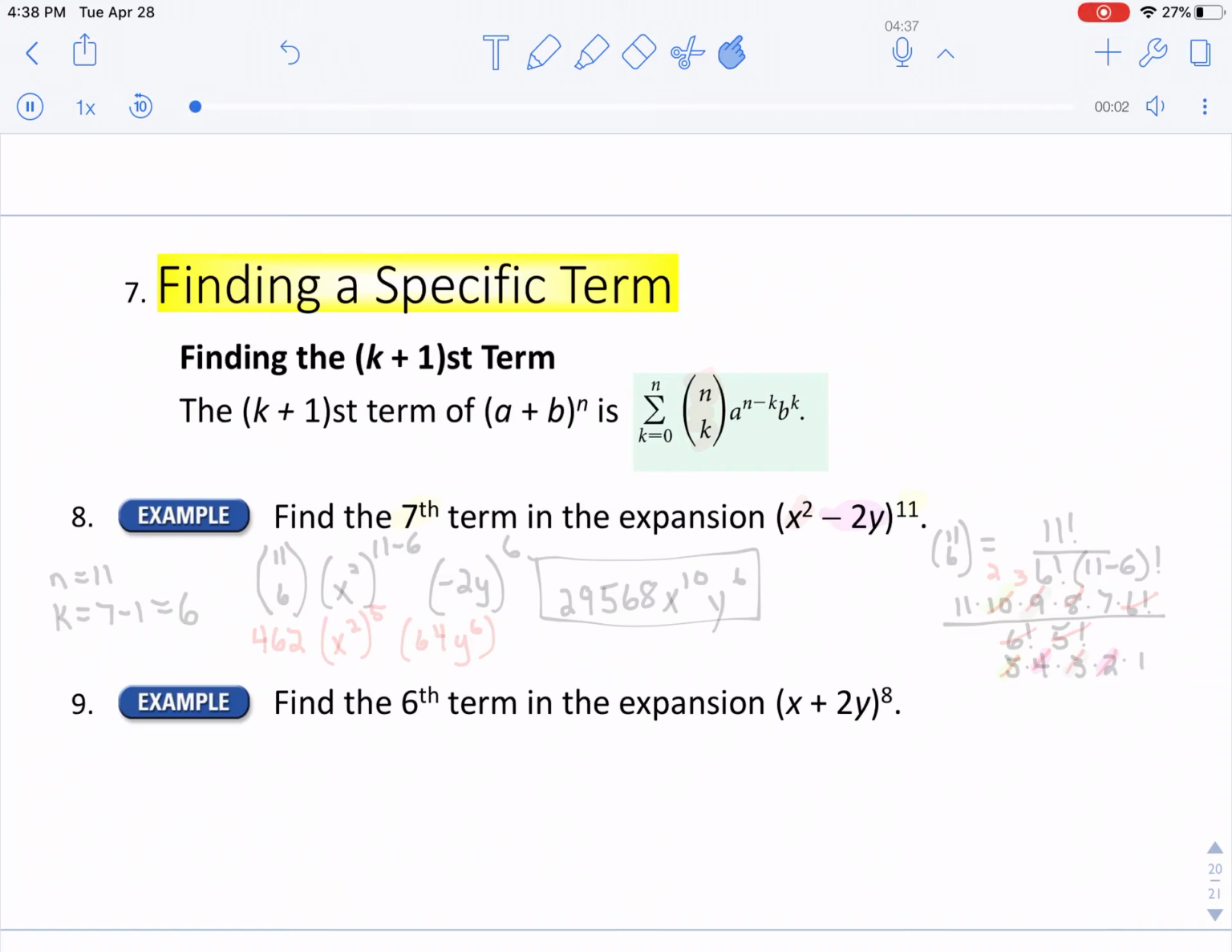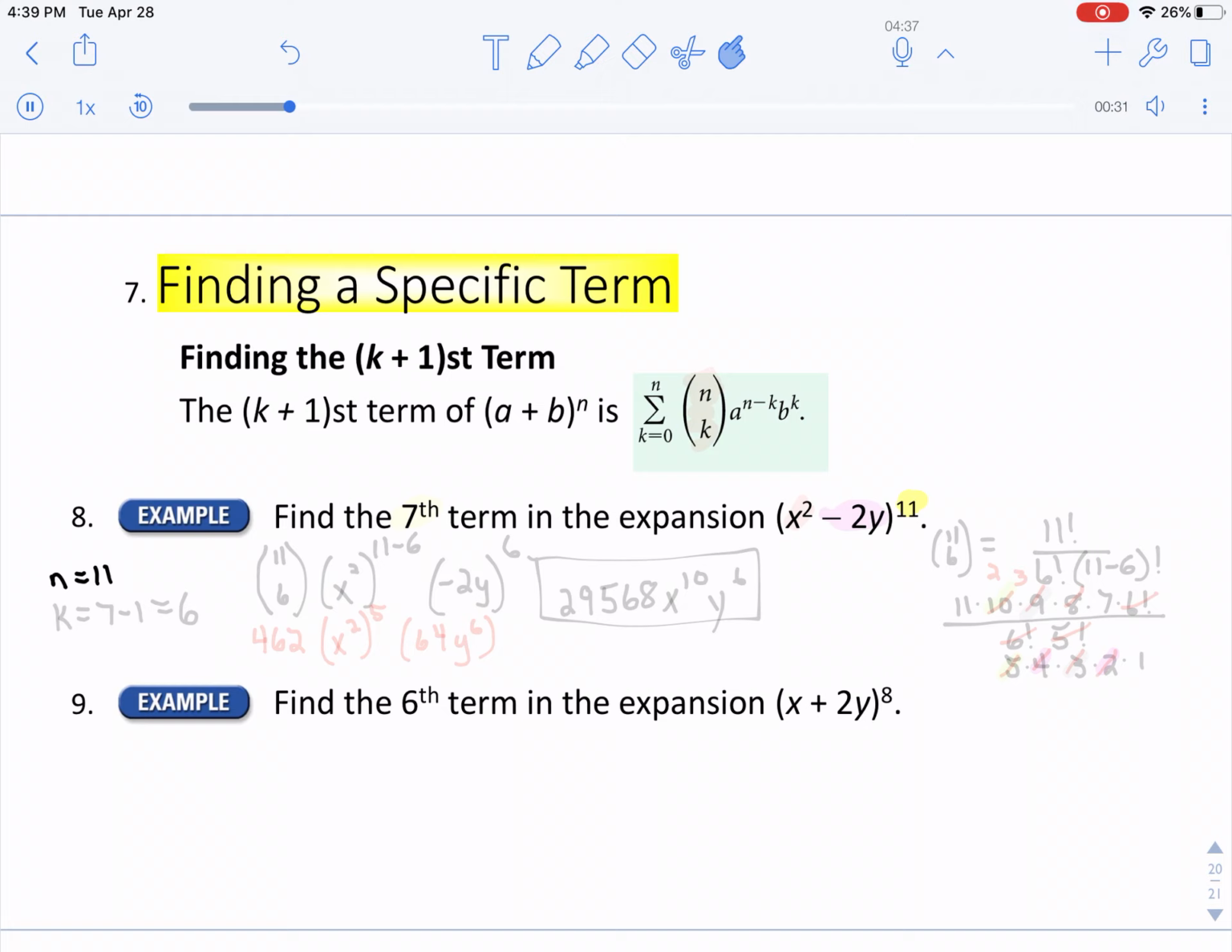This is section 8.7b, problem number 8. It wants us to find the 7th term of the expansion of (x squared minus 2y) to the 11th power. The first thing we have to start with is that our n value is this exponent. So let's write that our n value is 11. That's pretty easy.